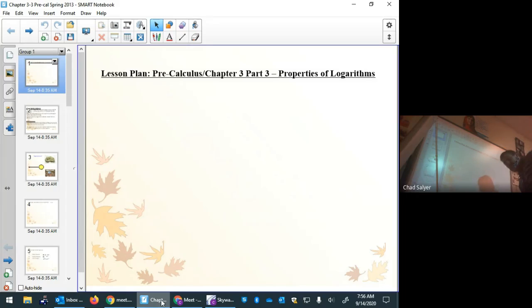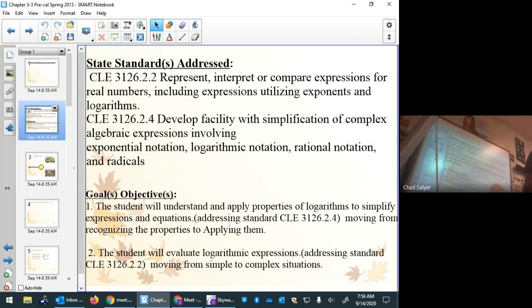All right, guys. So today we're going to cover Chapter 3, Part 3, which is Properties of Logarithms. Here are all the standards. Basically, I want you to apply properties of logarithms to solve equations and simplify expressions, and then use them in real-world problems.